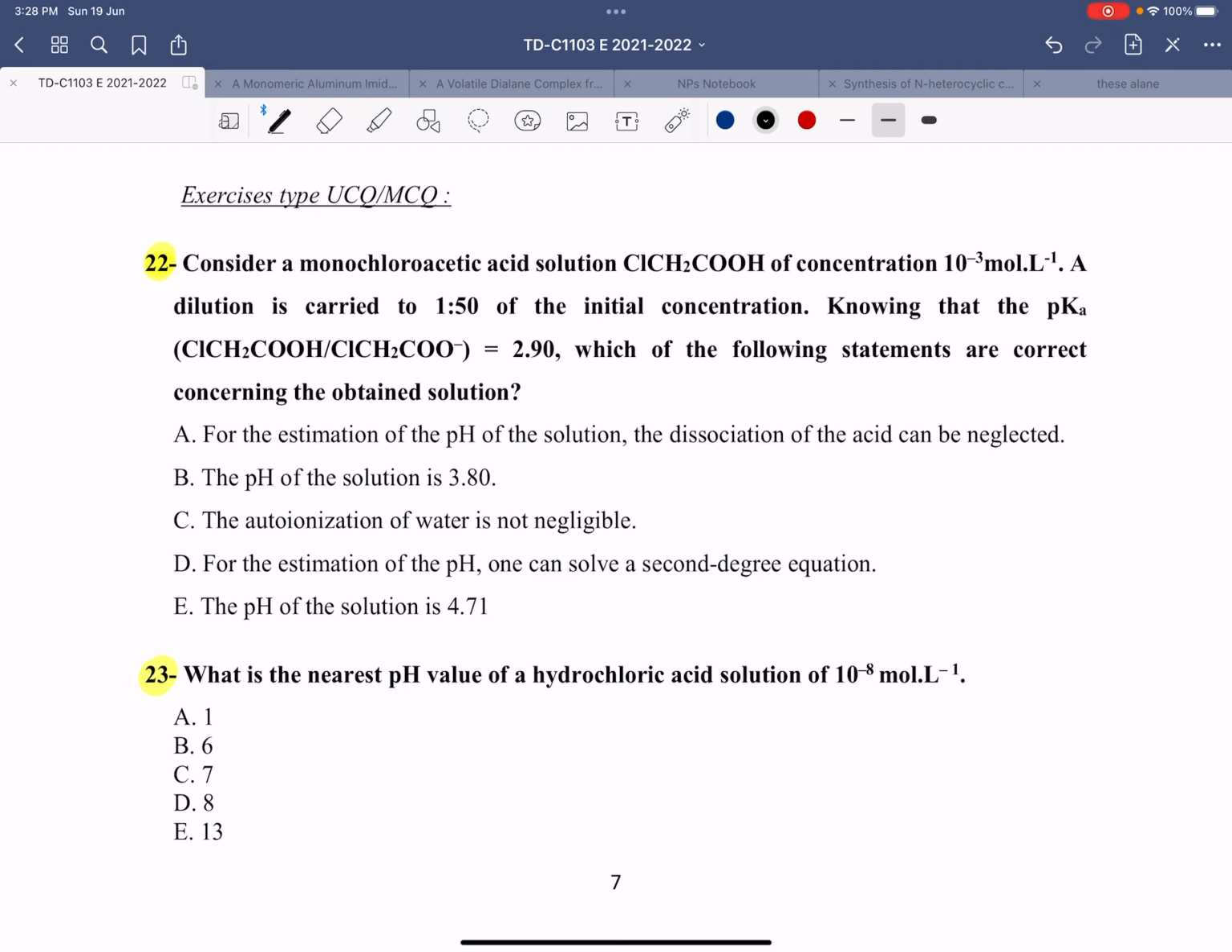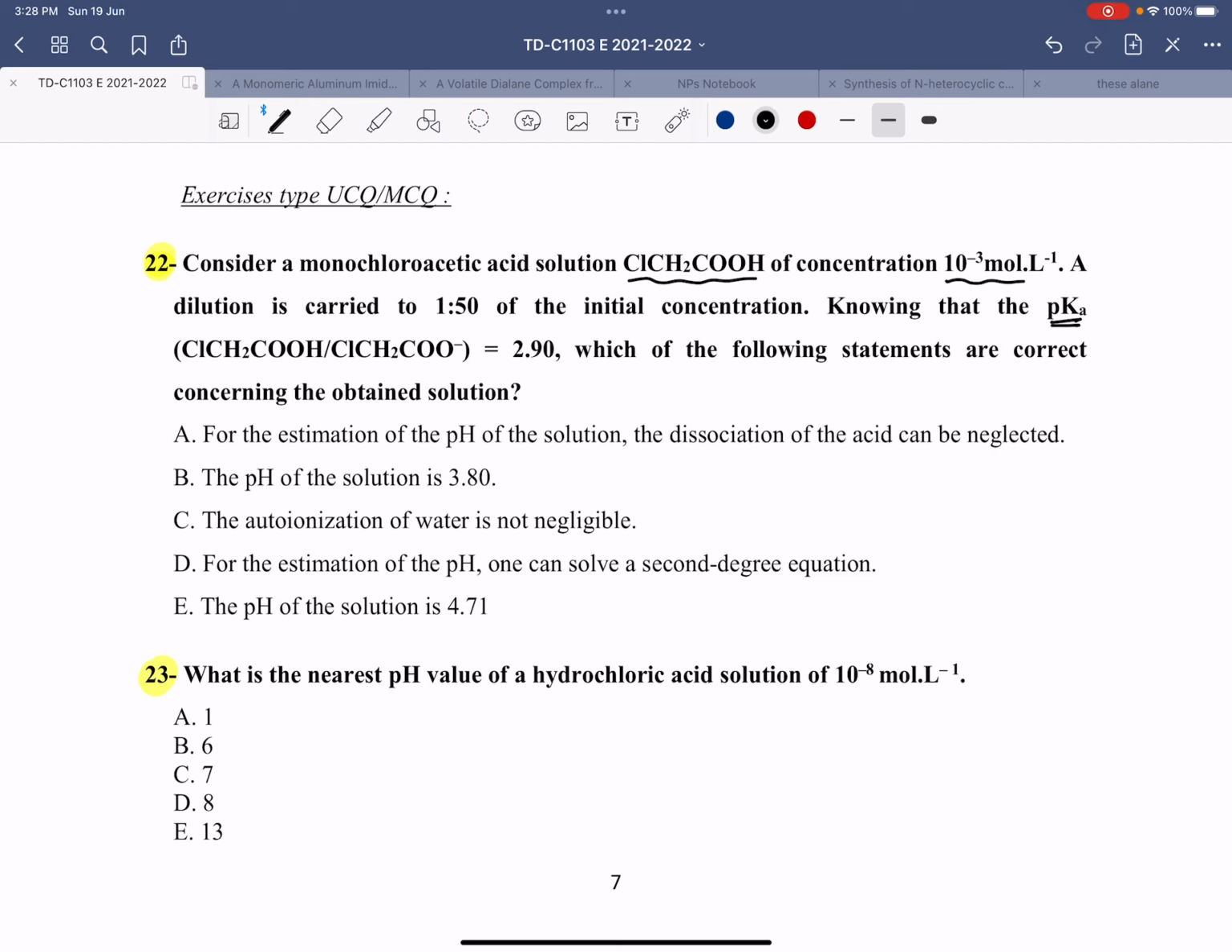So in exercise number 22, consider a monochloroacetic acid solution. Look at the acid. You can definitely see it's a monoprotic acid. And just to be sure, make sure there is only one pKa given. And it has a concentration of 10 to the negative 3 mole per liter.